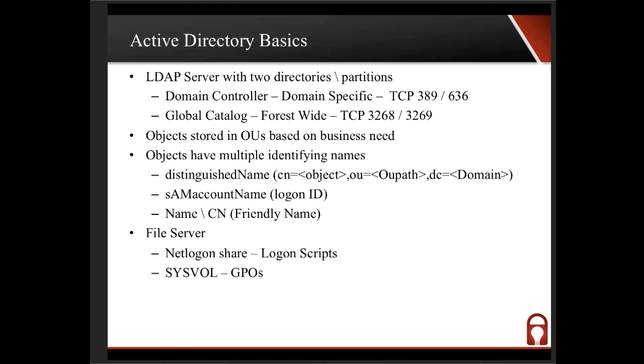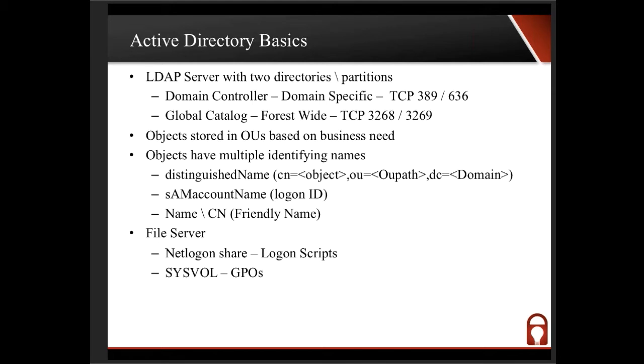Typically, we're going to do searches on names that we're familiar with, like SAM account name, which is what everybody knows as the login ID, or the name or CN, the friendly name. So for example, I might have a login ID of S153628, and that pertains to my name, Eric Kuehn.